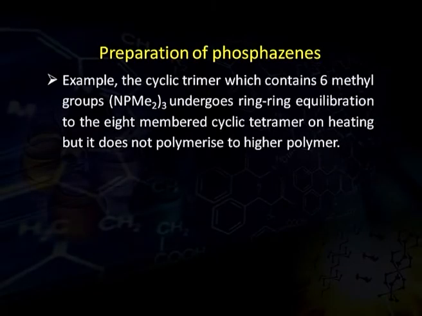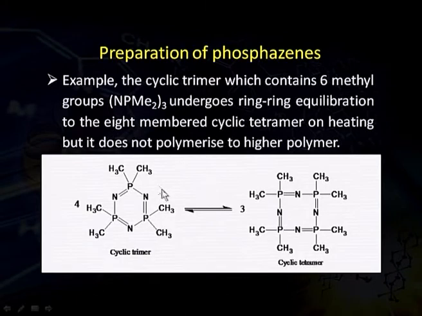Example: the cyclic trimer which contains 6 methyl groups, that is [NP(CH3)2]3. This is a trimer, it contains 6 methyl groups. It undergoes ring-ring equilibration to the 8-membered cyclic tetramer on heating, but it does not polymerize to higher polymers. So, we can see here we have the cyclic trimer. Because here halogens are not present, instead the organic part, that is the methyl group, is present and it has 6 methyl groups, the reaction rate would be slow and it converts to the tetramer. The higher polymers are not formed in this case.